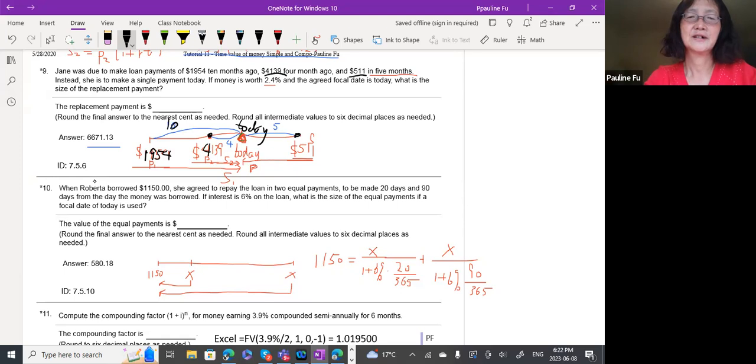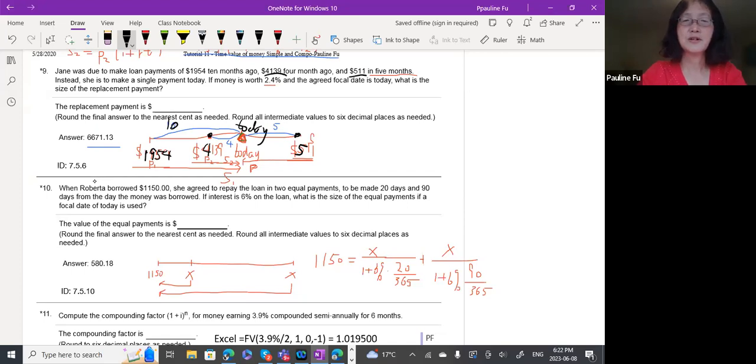And then another $511 in 5 months. So here, $511 in 5 months. So initially, this person need to make 3 payments, but now she want to make a single payment today. She want to combine the 3 payments into a single payment today. If money is worth 2.4% and the agreed focal date is today, what is the size of the replacement payment? Okay, that is the question.